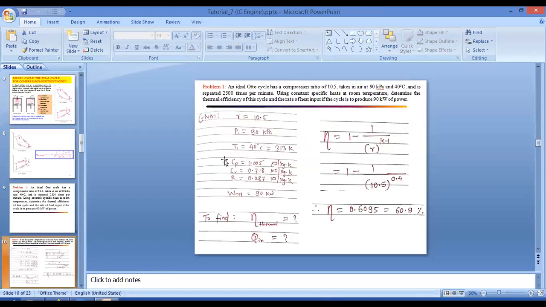That is, Cp is equal to 1.005 kilojoule per kg per Kelvin, Cv is equal to 0.718, R is equal to 0.287. So you need to use these three values whenever it is mentioned to use the constant specific heat values at room temperature. Even if these values are not given, you need to assume them with these correct values: Cp, Cv, and R.